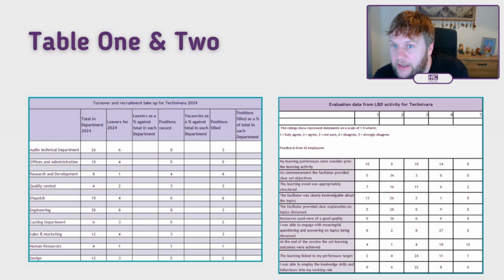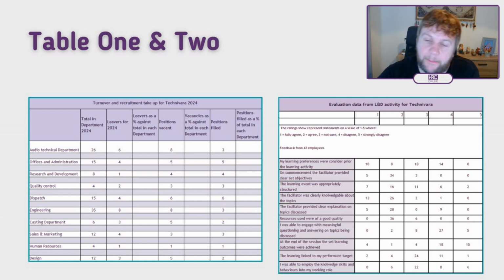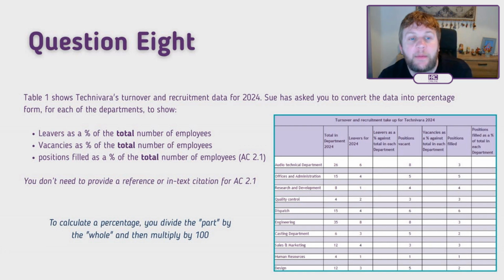Don't worry, you get access to these. You can download them. You can put them into Excel and stuff like that. So Table 1 shows Technovara's turnover and recruitment rate for 2024.